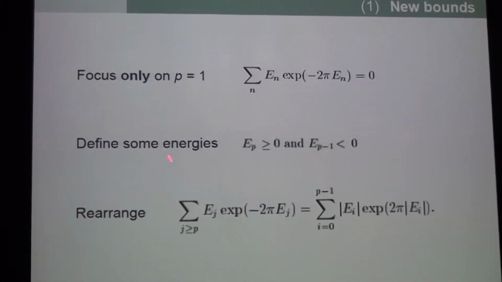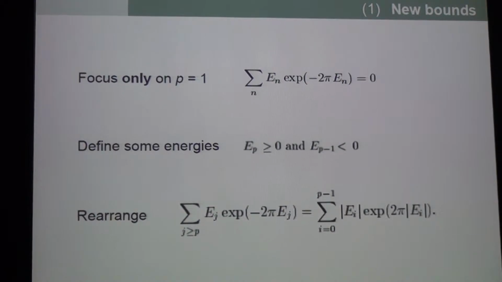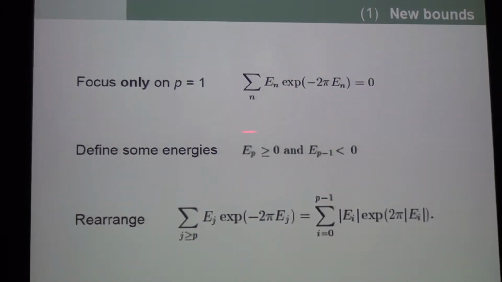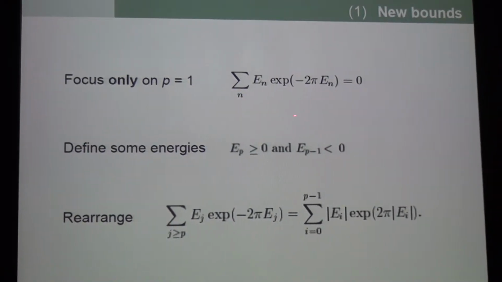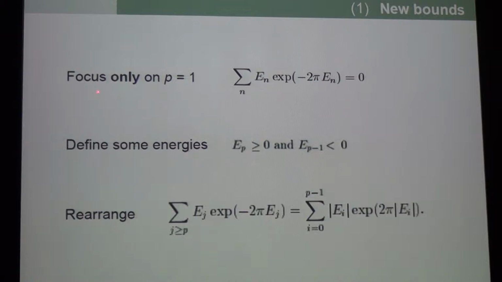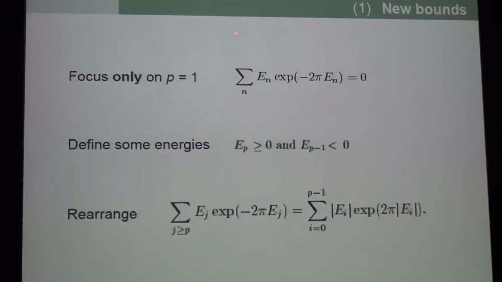We only need to focus on the lowest order constraint, p equals 1, which takes the following form. In order to proceed, we define some energies. We just split the sum basically into its positive and negative contributions, right? And then carry all of the negative terms in the sum over to the right-hand side. So you get an expression that's like this. Positive energies, negative energies. I should say non-negative energies and negative energies.